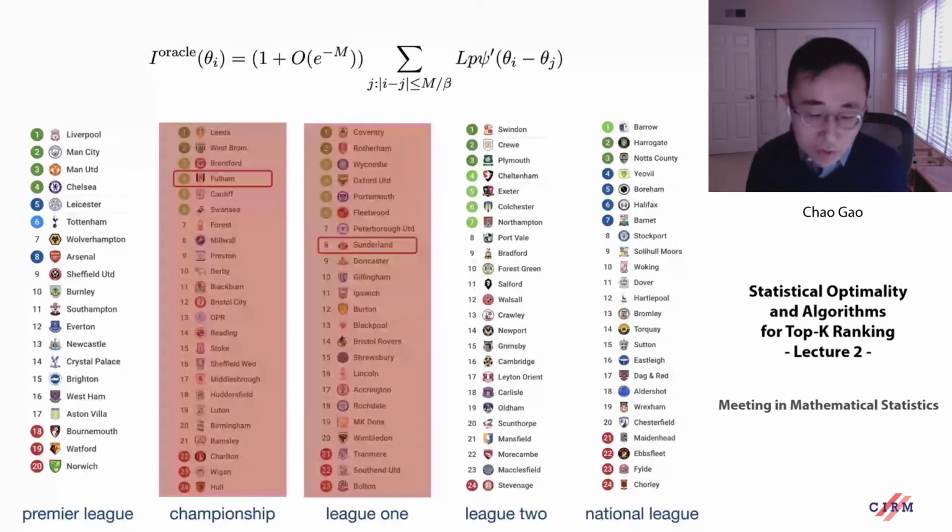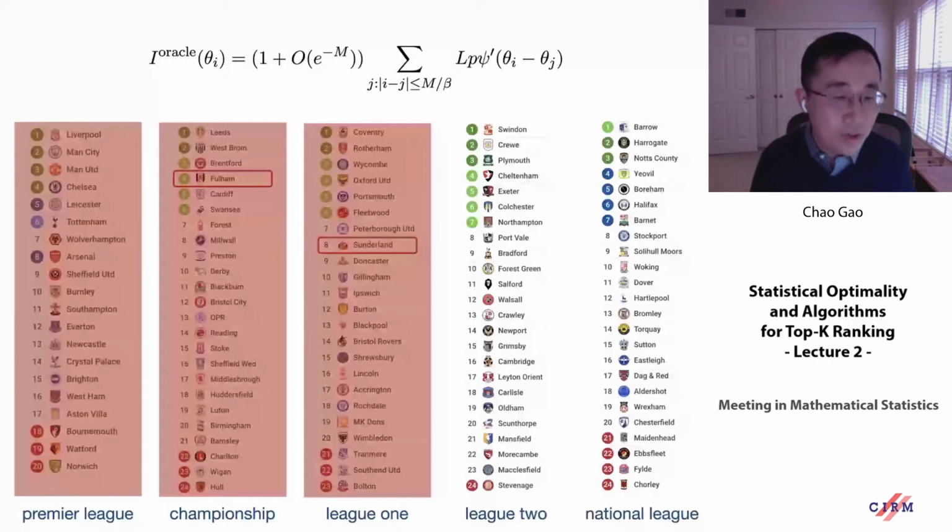So for Fulham, not only do we need to include teams in the Championship, we should also include Premier League teams such as Aston Villa, Watford and Norwich, because these teams at the bottom of the Premier League table should be considered as a neighborhood of Fulham, right? They are very similar to Fulham in terms of skills. Therefore, when we compute the MLE, we should also include these bottom-of-the-table Premier League teams. And for the same reason, we also need to include teams in League Two, right?